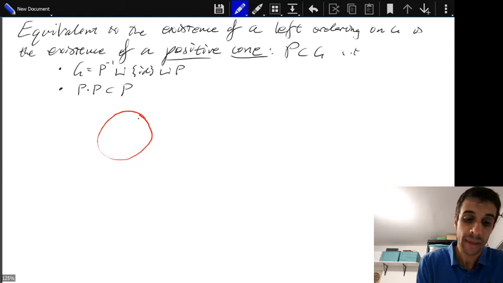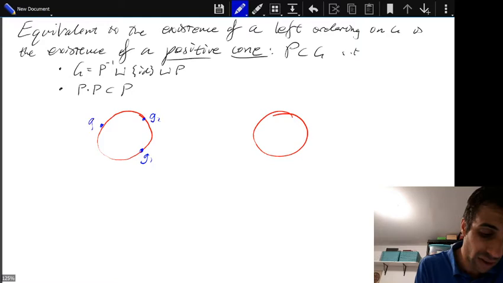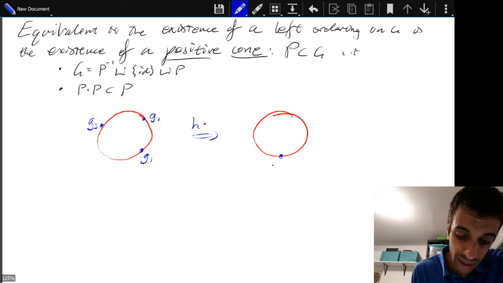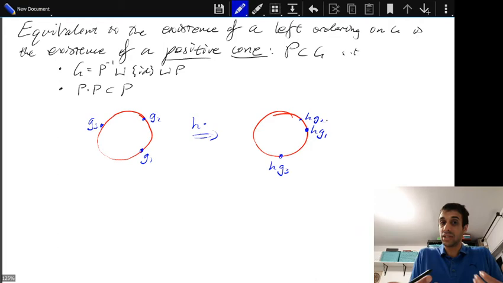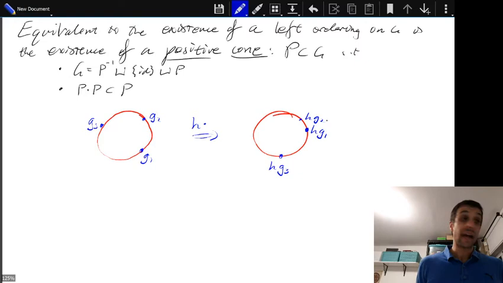If I have any triple of distinct elements g1, g2, g3, and I multiply on the left by h, the order in which they go around a circle, clockwise or counterclockwise, doesn't change. So now this is h g3, this is h g1, and this is h g2. If I go g1, g2, g3, it's still counterclockwise. So this is the intuition for what a circularly orderable group is. Can you put your group elements on a circle so that left multiplication preserves the order in which they're put around the circle? How do you formalize that?